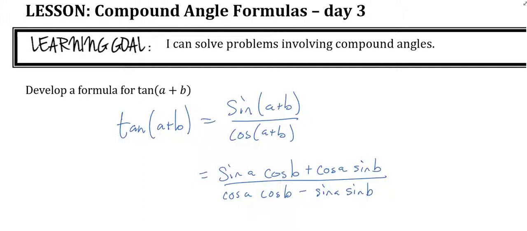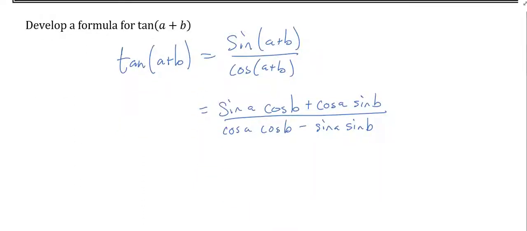Okay, so I've done this part. Sine A cos B plus cos A sine B. So we notice that for sine, it shares the same sign, A plus B, and we're adding. But for cos of A plus B, we're subtracting, right? So we got that.